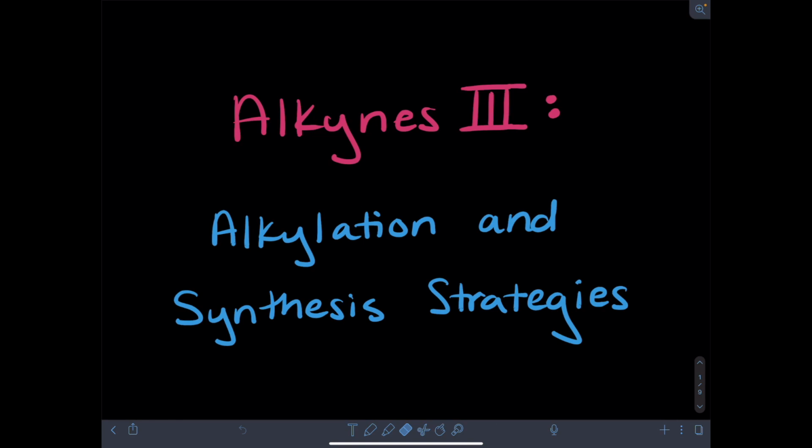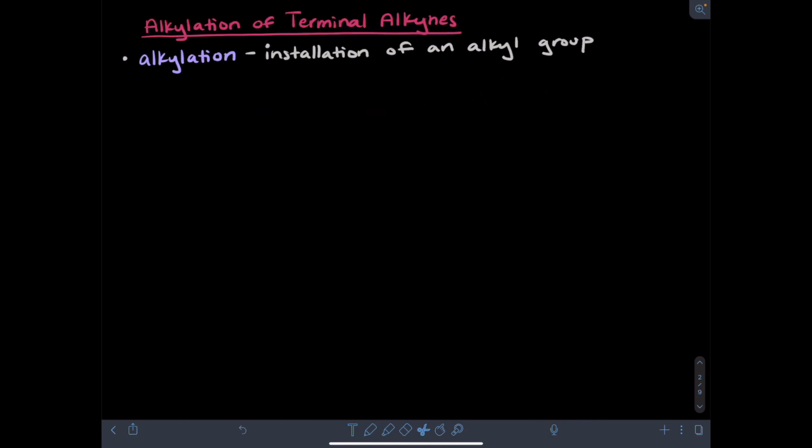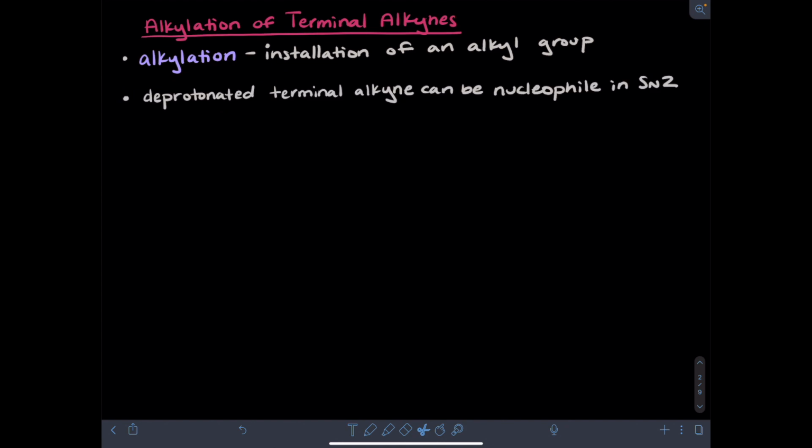Hi folks! The following video is our last one on alkynes. I'll be discussing a final type of reaction known as alkylation, and then I'll talk about strategies for synthesis problems involving alkynes. Alkylation refers to installing alkyl groups in a molecule, alkyl groups being a general term for sp3 hybridized carbons.